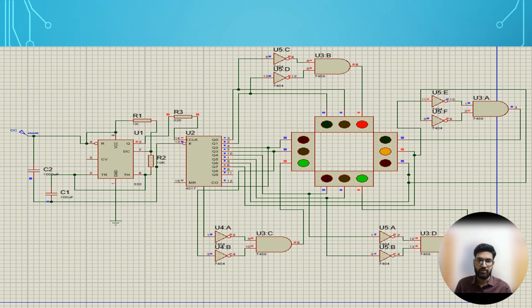Now the sequential operations. The counter continues to cycle, providing a sequence of logic states that drive the traffic lights in a regular pattern. For instance, lane 1 might get a green light for a set duration controlled by the 555 timer, then change to yellow, then red. The same process repeats for other lanes, ensuring controlled traffic flow.